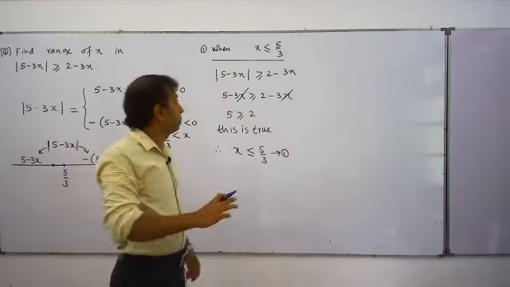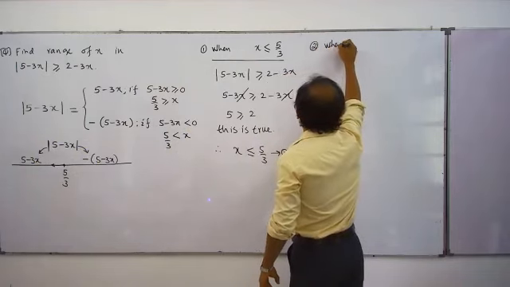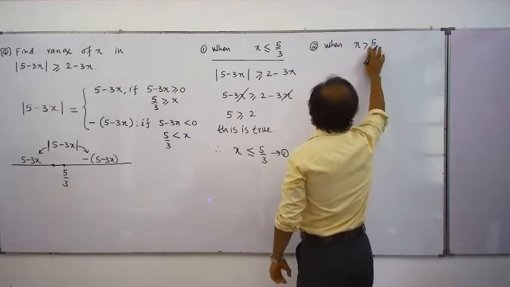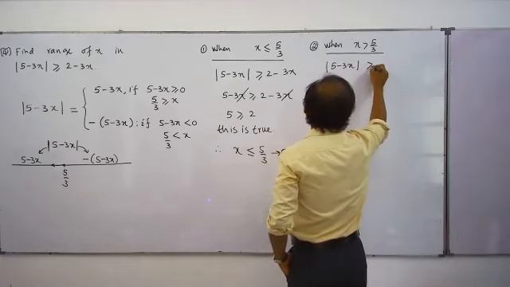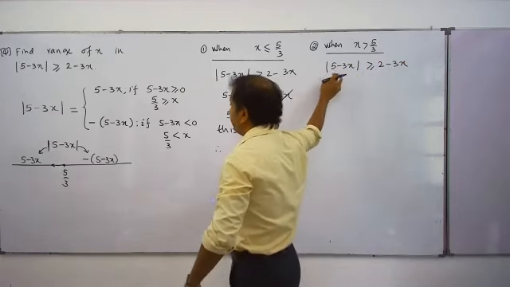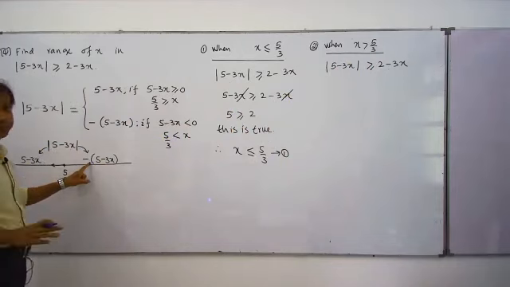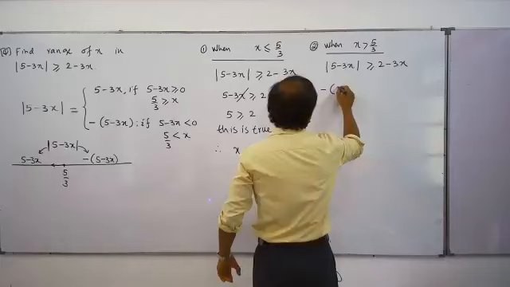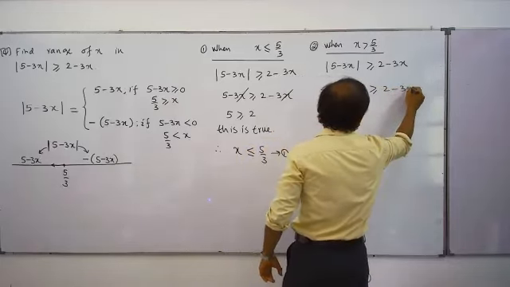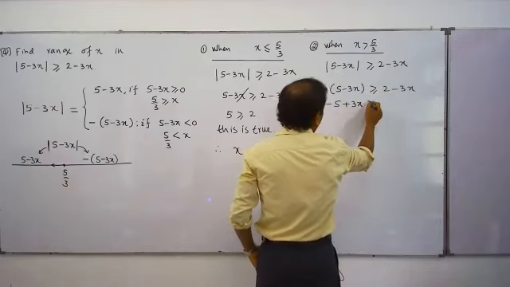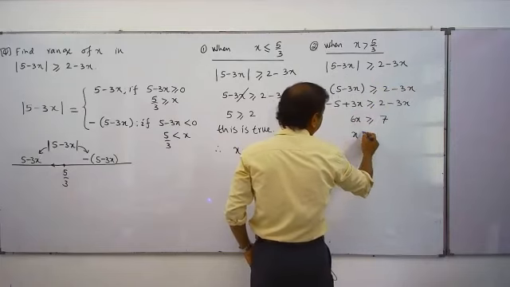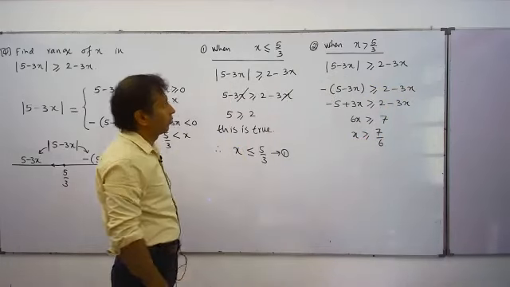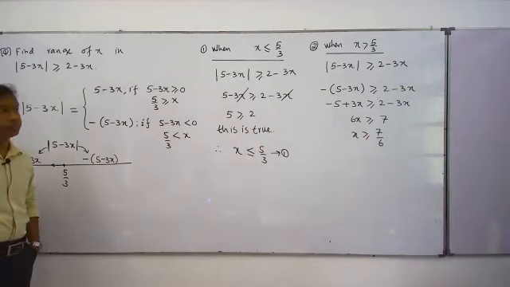Right. Secondly, number 2. When x greater than 5 by 3, modulus of 5 minus 3x greater than or equal to 2 minus 3x. Substitute here, on the right of 5 by 3, mod 5 minus 3x, we will take this minus, 5 minus 3x greater than or equal to 2 minus 3x. From the bracket here, minus 5 plus 3x, 2 minus 3x. Bringing this side, we get 6x. Taking the right hand side, we get 7. x greater than or equal to 7 by 6.